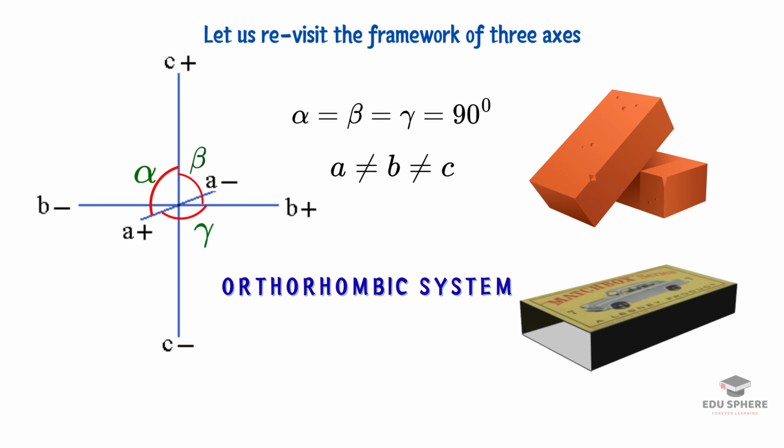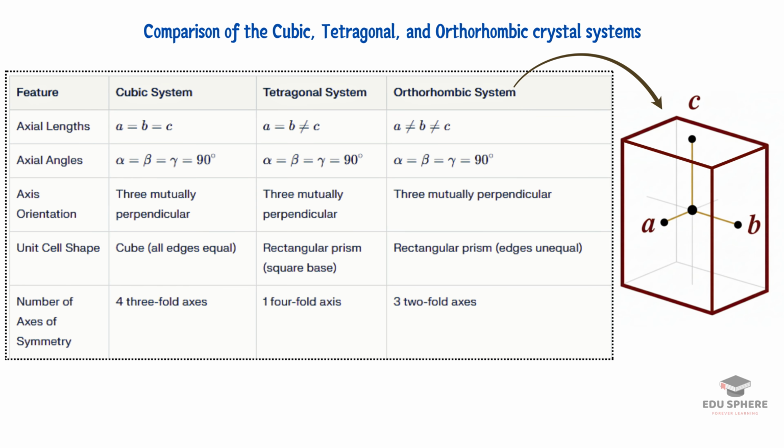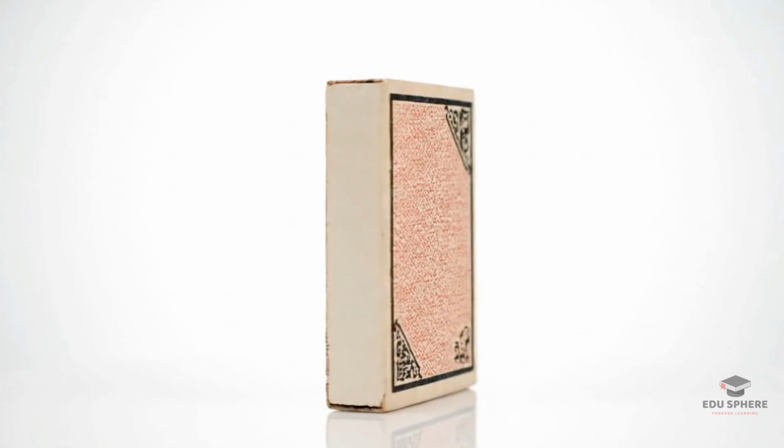Welcome to part 5 of the series. The rule for the orthorhombic system is straightforward. It has 3 crystallographic axes, which we call A, B and C. They are all mutually perpendicular, which means they all meet at perfect 90-degree angles. However, unlike the cubic and tetragonal systems, all 3 axes are of unequal lengths. So the relationship is A is not equal to B is not equal to C. But all the angles are 90 degrees. This is the system that gives us the familiar shape of a brick or a matchbox.